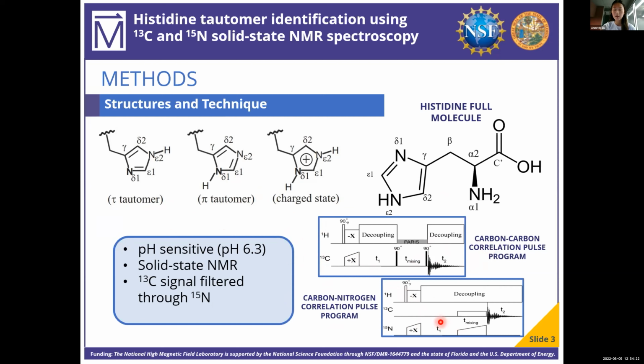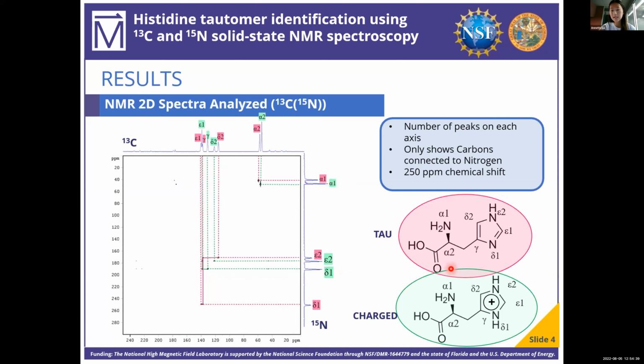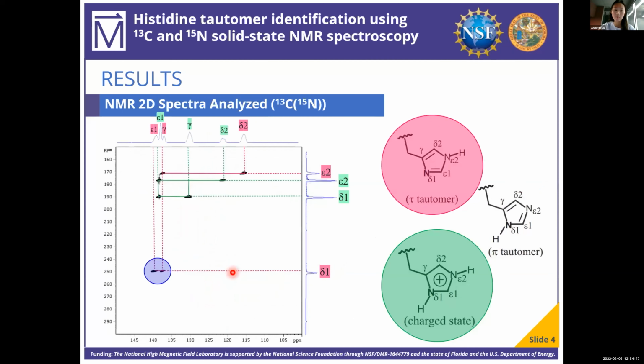The x-axis is the carbon peaks and the y-axis is the nitrogen. And you can tell by the number of peaks how many tautomers are present. So there's 6 nitrogen peaks and there's 3 nitrogens per tautomer. So we can tell that there are 2 tautomers present. And we're going to zoom into this area to get a better idea of which tautomers are present.